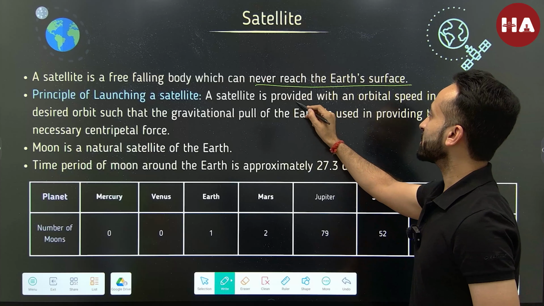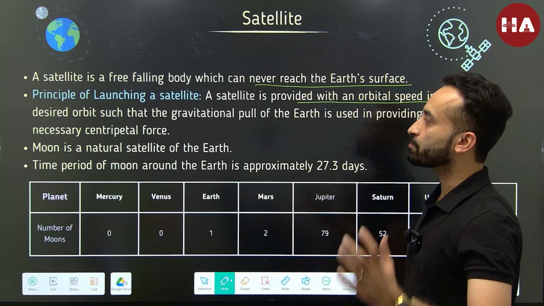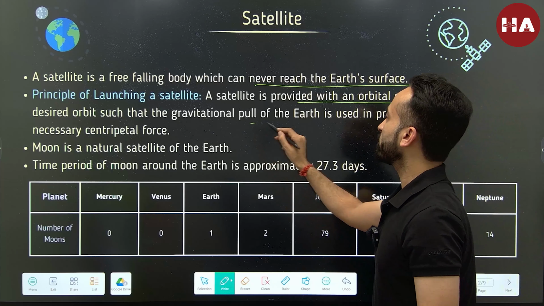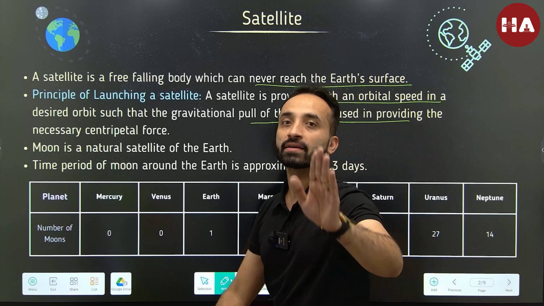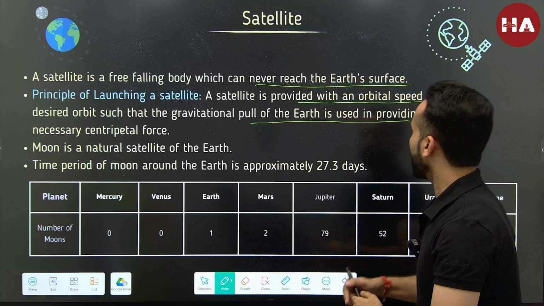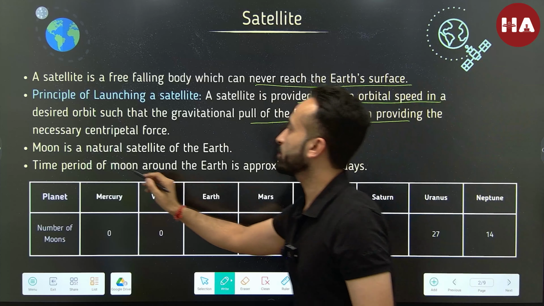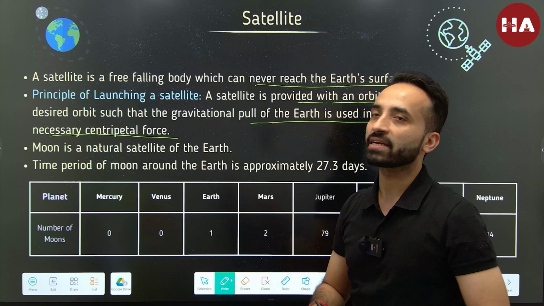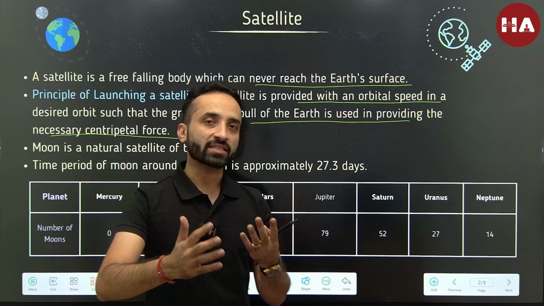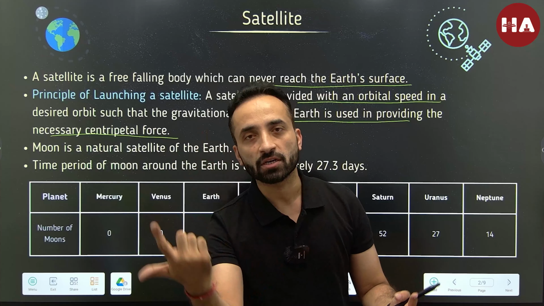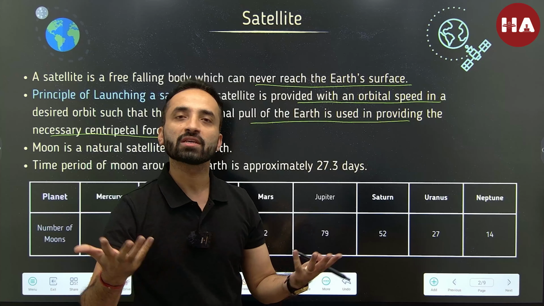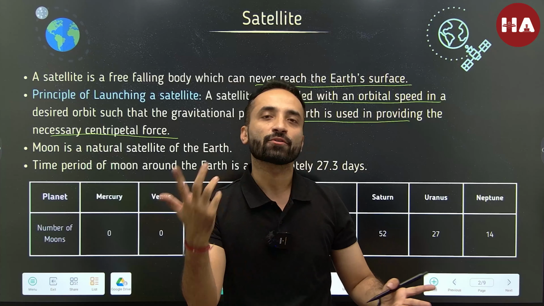So a satellite is provided with an orbital speed in a desired orbit such that the gravitational pull of the Earth is there. There's no doubt about it. The pull is there, but this is used up in providing the necessary centripetal force. So now listen to me very carefully. I do expect that you know the basics of circular motion, because satellite is majorly circular motion around the Earth. Let's say if we are talking about satellites of Earth.